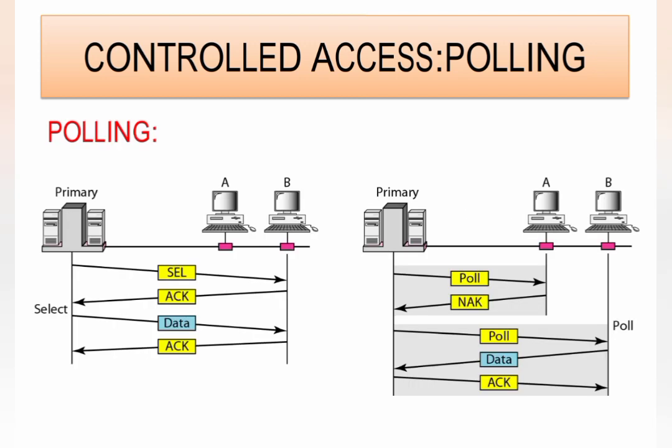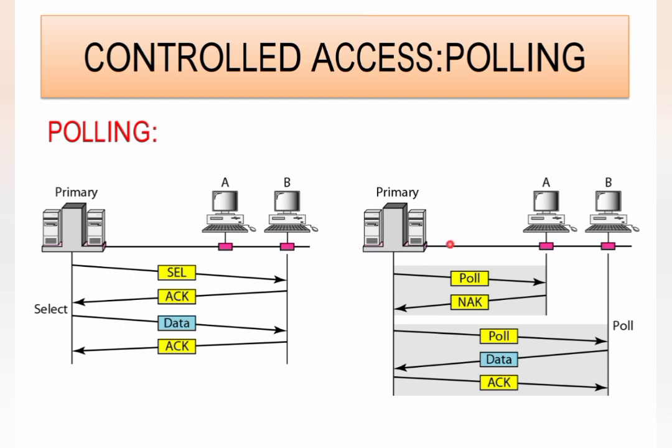So here we can see how the polling will work. The primary station will send some messages: select, acknowledgement, data, and poll. First of all, the primary station will send a message called poll. Poll means asking whether it is ready to receive the data or not.